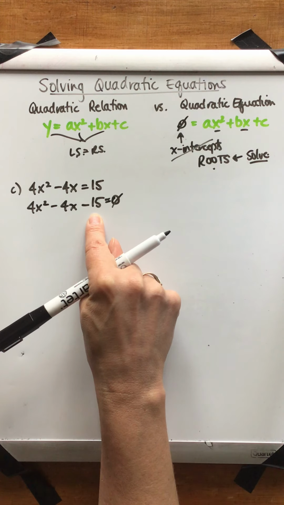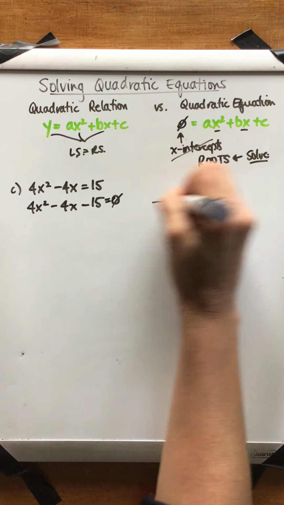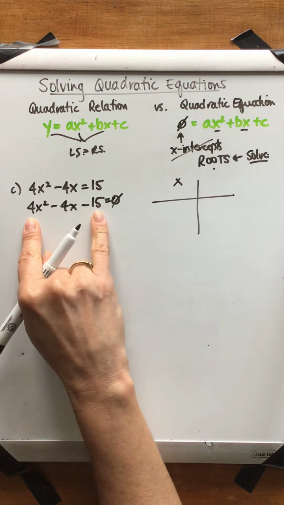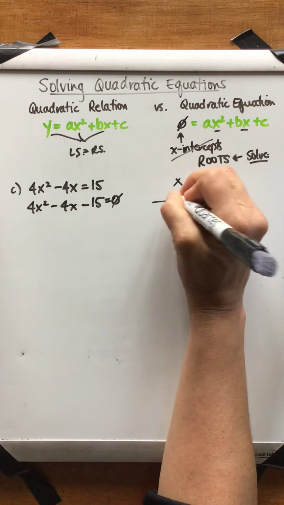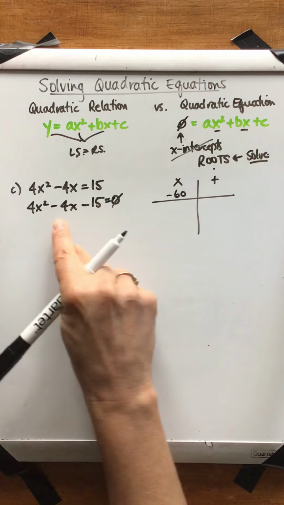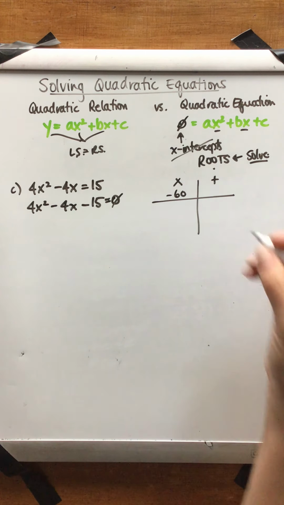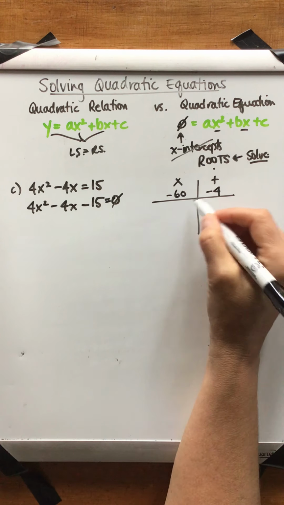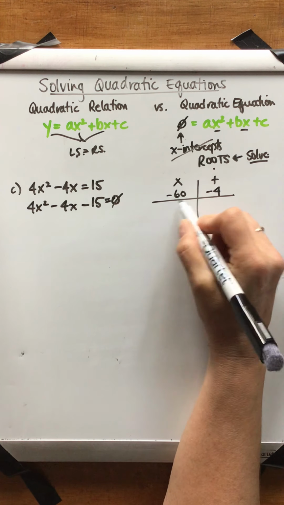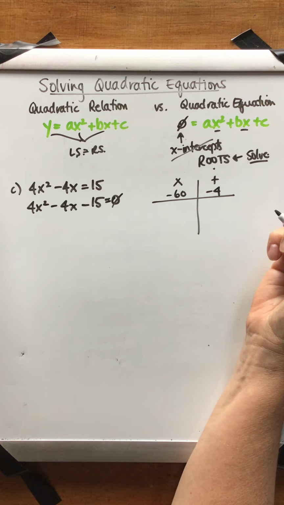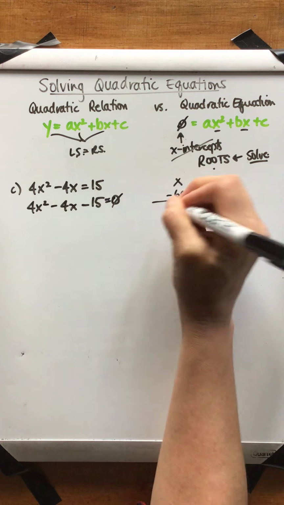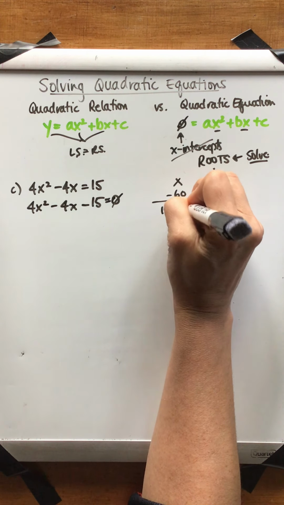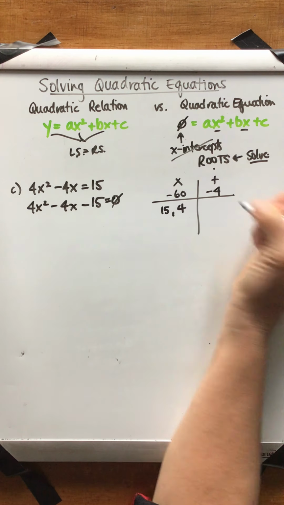So my next step is I'm going to have to use a thinking chart. I'm going to need 2 numbers that multiply to give 4 times negative 15, or negative 60, and they have to add to give negative 4. Can you think of what those 2 numbers would be? Well, if I try 1 and 60, there's no way they're going to add to negative 4. These 2 numbers are going to have to be fairly close to each other. I wonder about maybe even trying 15 and 4. Well, they're not quite close enough either.